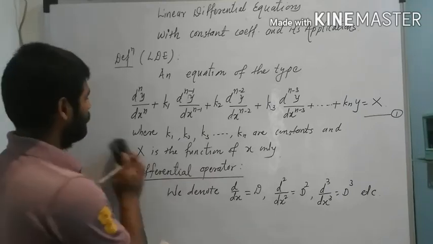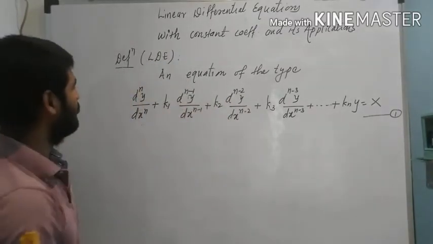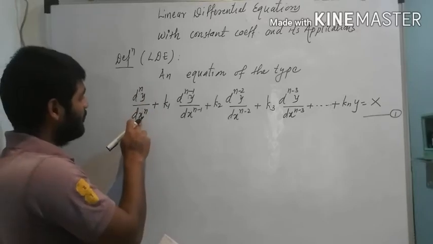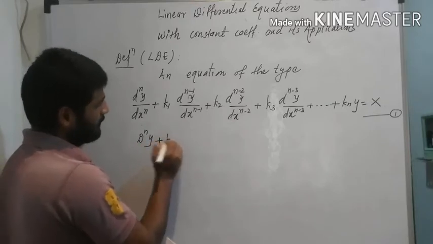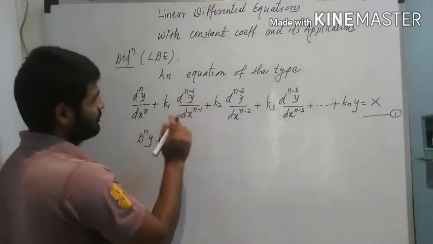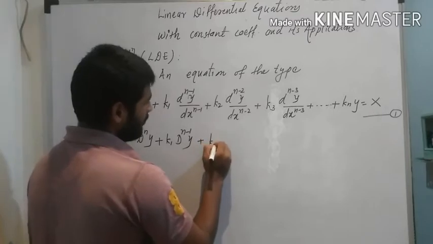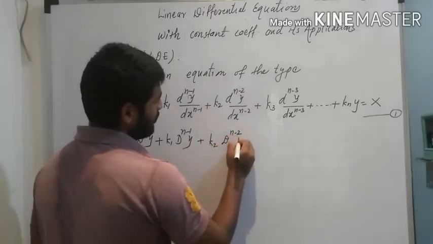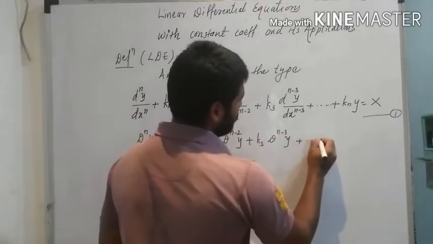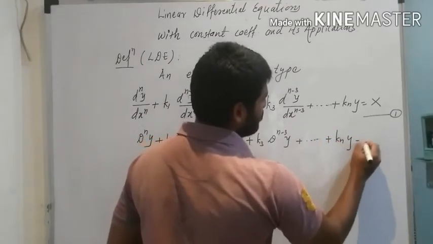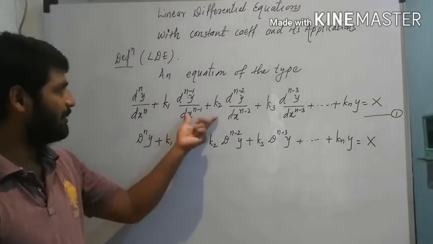If we use the differential operator in equation 1, we can write it as: the nth derivative with respect to x means D raised to n into y, plus k1 into D raised to n minus 1 into y, plus k2 into D raised to n minus 2 into y, plus k3 into D raised to n minus 3 into y, plus the last term kn into y, equal to capital X.